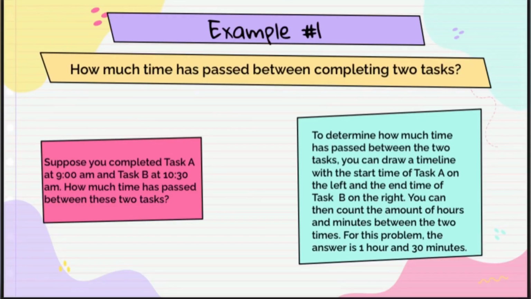Example 1. How much time has passed between completing two tasks? Suppose you completed task A at 9 a.m. and task B at 10:30 a.m. How much time has passed between these two tasks? To determine how much time has passed between the two tasks, you can draw a timeline with the start time of task A on the left and the end of task B on the right. You can then count the amount of hours and minutes between the two times. For this problem, the answer is 1 hour and 30 minutes.